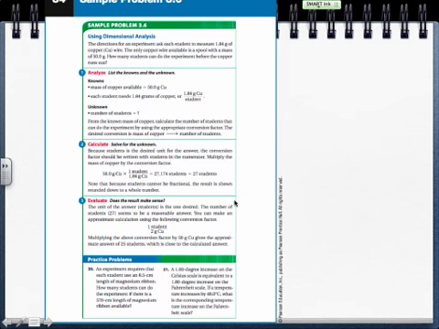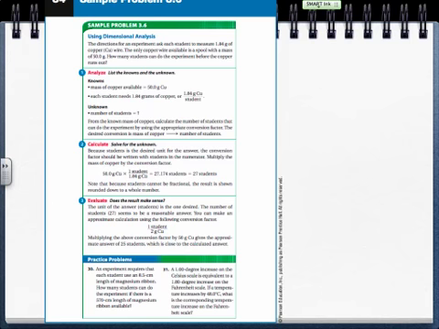Okay, let's go through another one. On the next one, it says the directions for an experiment ask each student to measure 1.84 grams of copper wire. The only copper wire available is a spool with a mass of 50 grams. How many students can do the experiment before the copper runs out?